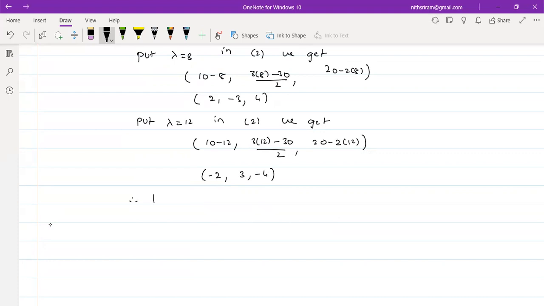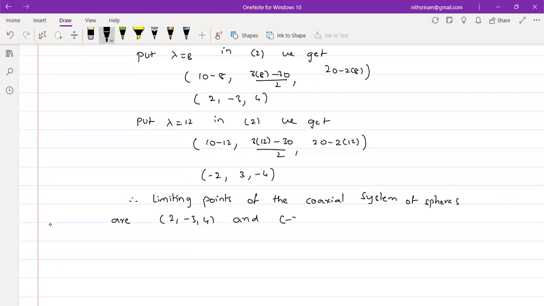So therefore the limiting points of the coaxial system of spheres are (2, −3, 4) and (−2, 3, −4). So in this way we can find the limiting points of the coaxial system.